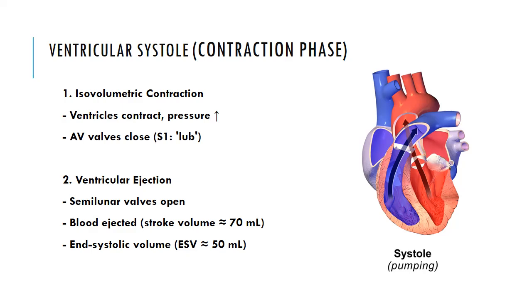Then comes the ejection phase. When ventricular pressure becomes higher than the pressure in the aorta and the pulmonary artery, the semilunar valves open and blood is pumped out. Each ventricle ejects about 70 milliliters, known as the stroke volume. What's left behind, around 50 milliliters, is called the end systolic volume.